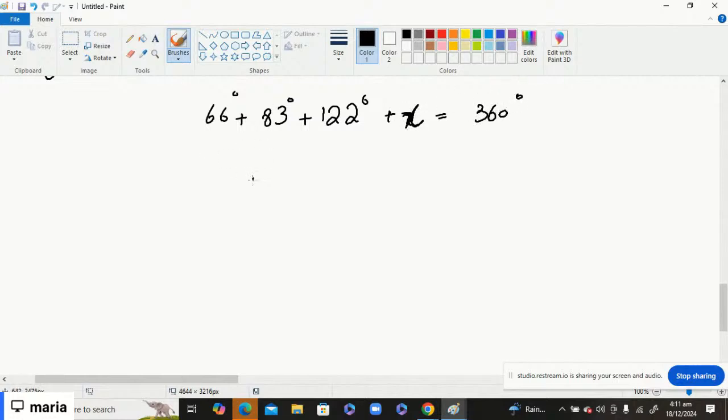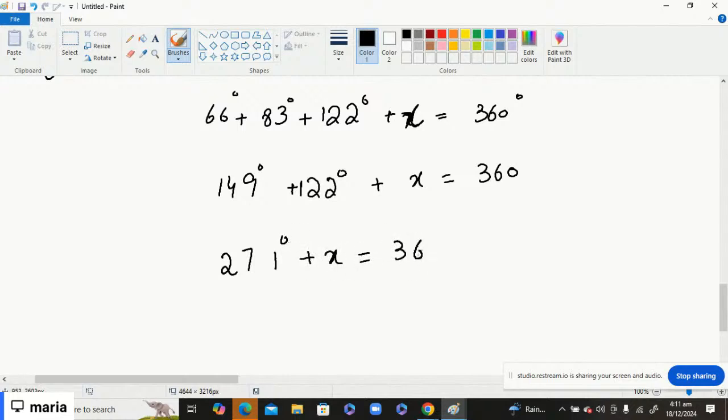Just adding 149 degree plus 122 degree plus x is equal to 360. 271 degree plus x is equal to 360 degree. Now just subtraction. 360 degree minus 271 degree.